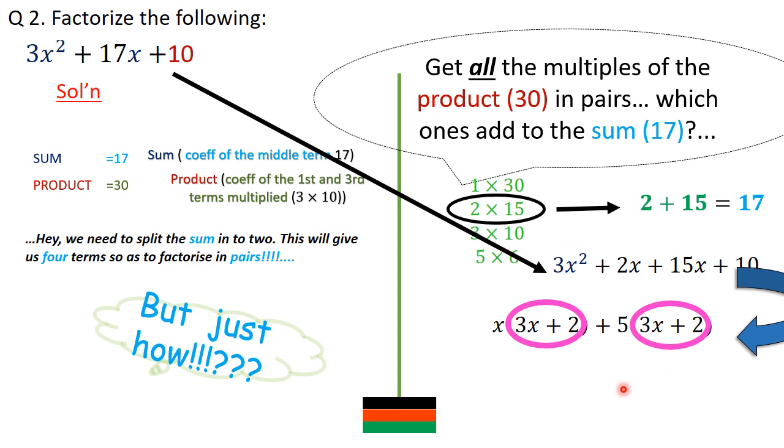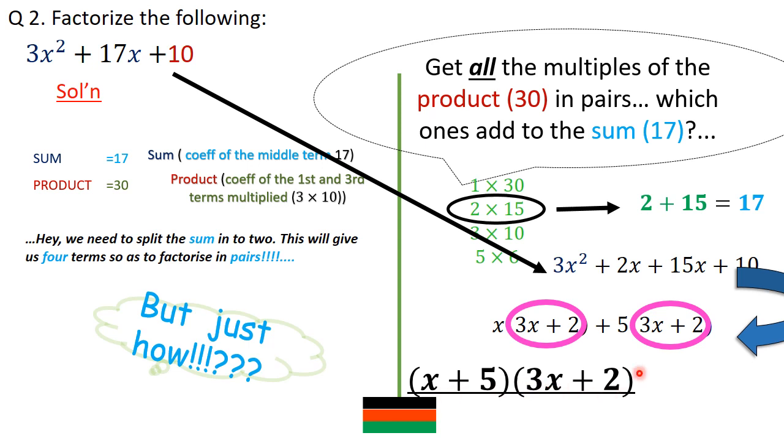Now, this question can be completed by simply rewriting this one. Since we have x and 5, and you have 3x plus 2 and 3x plus 2, it's as though 3x plus 2 is a common thing. So you can factorize it out, which is this one here, and x plus 5, which is this other one here. And now we have achieved our goal. We wanted to factorize this quadratic expression to get 2 brackets, and there we have it. It equals x plus 5 times 3x plus 2.